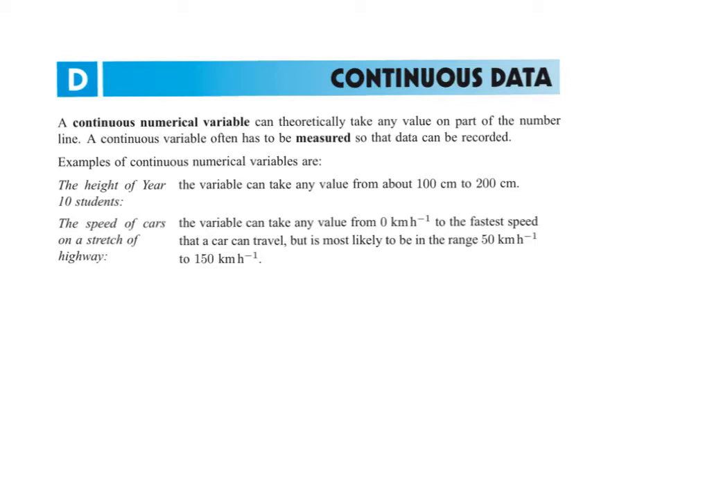The other example here is the speed of cars on a stretch of highway. So this could be a car traveling from anywhere between 0 kilometers per hour to 150 kilometers per hour. It's unlikely anyone's going 0 kilometers per hour because that would be very dangerous. So let's pretend our range could be between 50 and 150 kilometers an hour. But what we see is that the data can be anywhere between that, and it can't be counted because it's been measured.